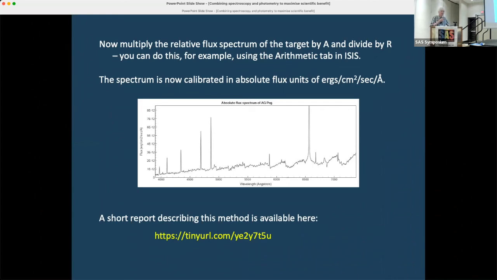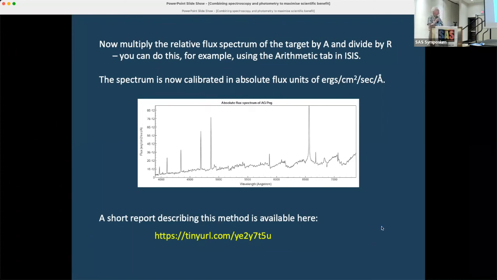Now, if you want to ponder over that in more time and convince yourself this does work, there is a little report explaining basically what I've done there. It's on the BAA website in the spectroscopy section with a horribly long URL, but I've just given you a tiny URL version of it. And we can come back to that slide later if you want to write it down. But that just describes in words what I've shown you in pictures.